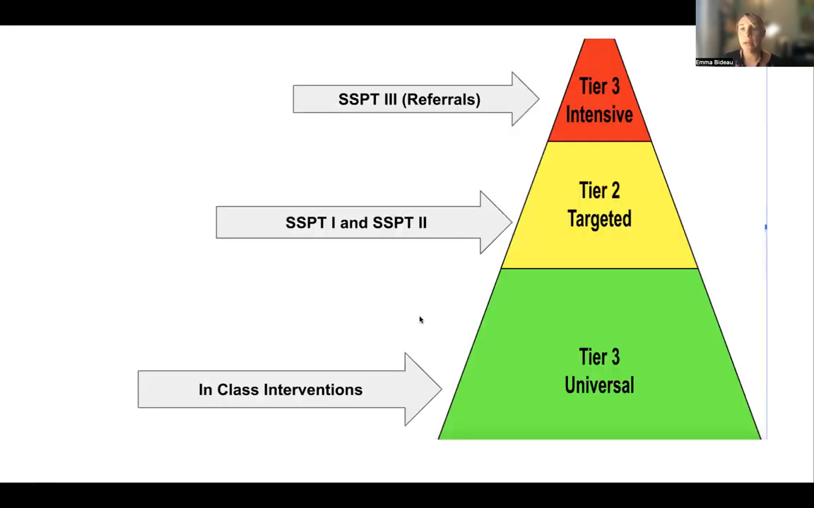So here's kind of a pyramid of what the SSPT support systems look like. Tier 1 at the bottom, this green level, that's universal. That's something that the student gets in class. Tier 2 is targeted. So that's when the students are being pulled out of class. They've had an SSPT 1 or an SSPT 2 referral. And Tier 3 is intensive support, where they are being referred for more services. And that is an SSPT 3. That's the referral stage.